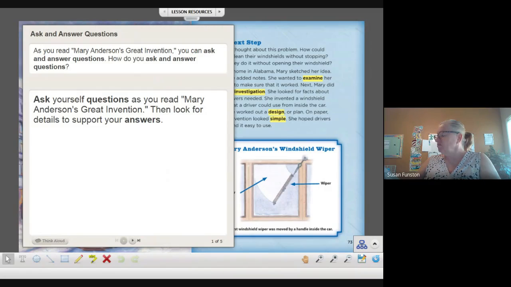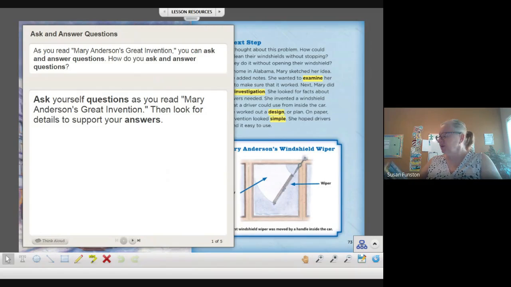Mary thought about this problem. How could drivers clean their windshields without stopping? Could they do it without opening their windshield? I wonder if she's going to come up with a way to do that. That's a question I might ask myself.